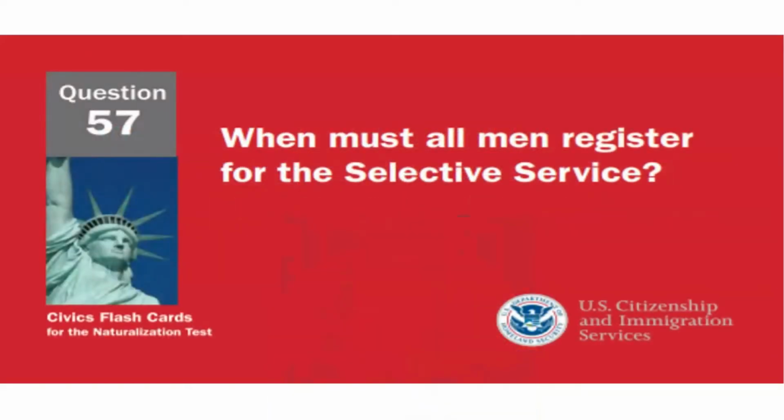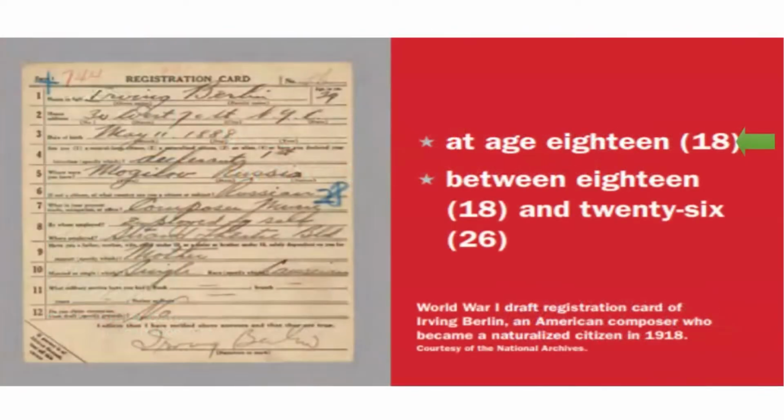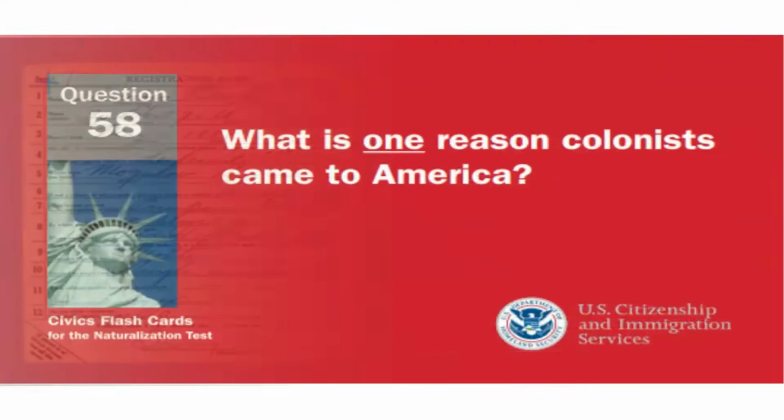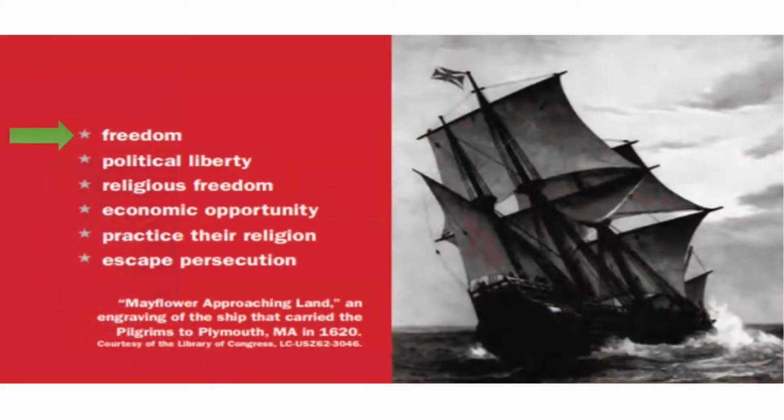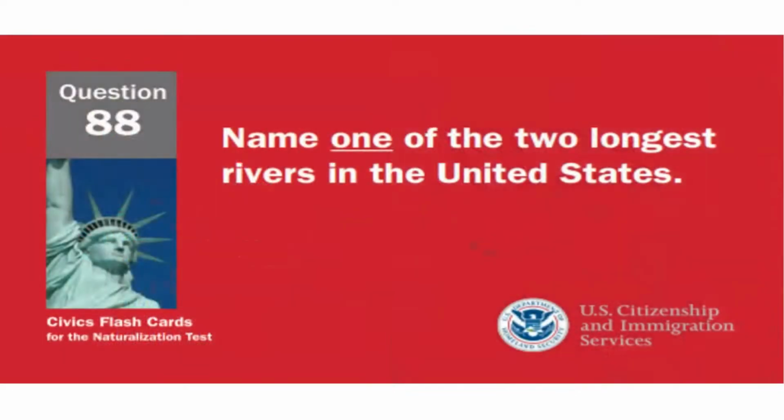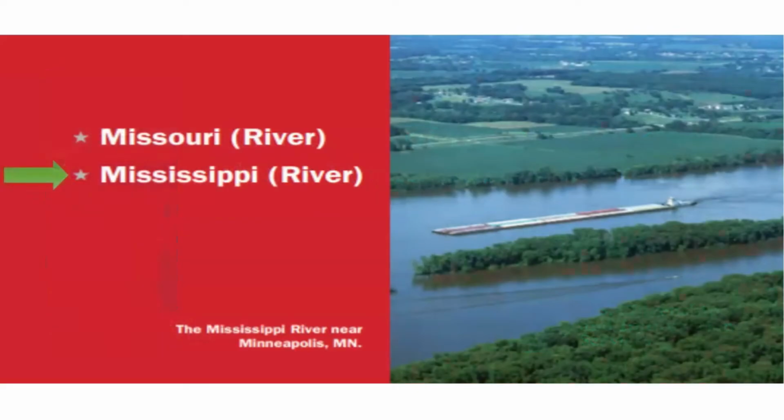When must all men register for the Selective Service? At age of 18. What is one reason colonists came to America? Colonists came to America because they wanted freedom. Name one of the two longest rivers in the United States. The Mississippi River.